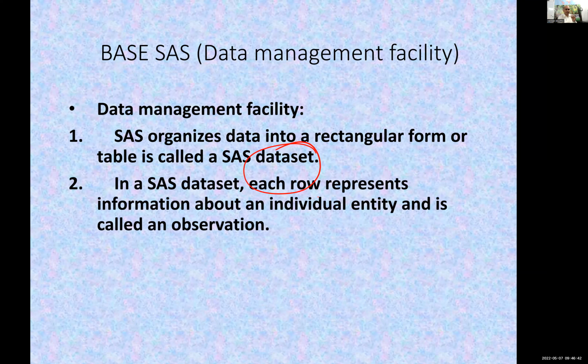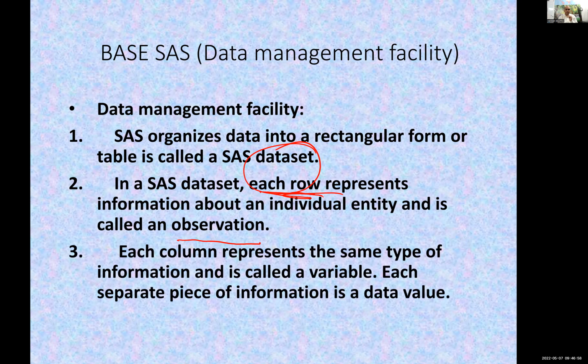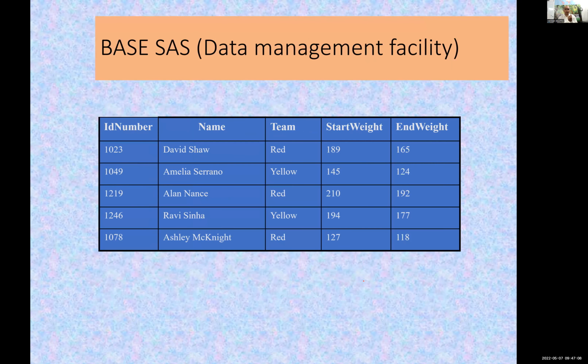Next, in a SAS data set, each row represents information about an individual entity and is called an observation. So what is meant by observation? What is meant by row? Literally both are the same. Row and observation are the same. Similarly, column is a variable. Literally both are the same. When I give a small example here, this is the table. This table contains how many rows? 1, 2, 3, 4, 5 rows. That is nothing but observations, 5 observations. How many columns are there?